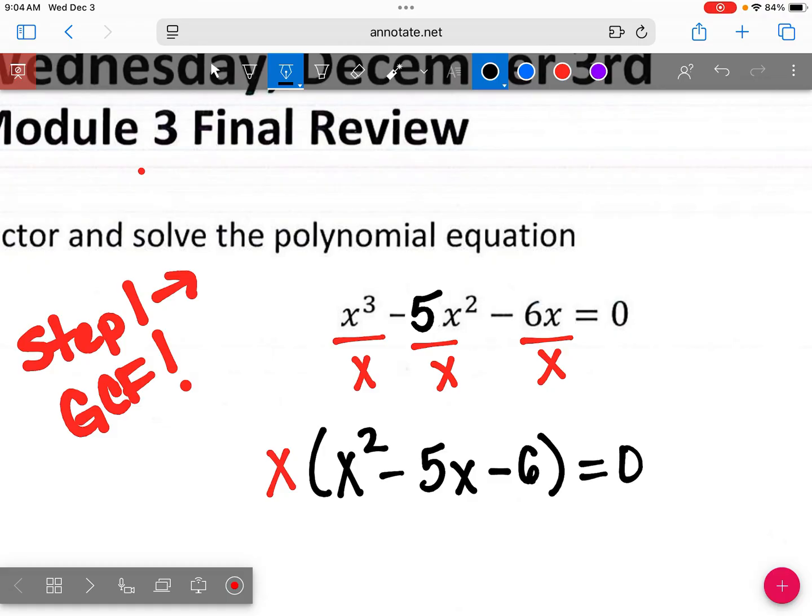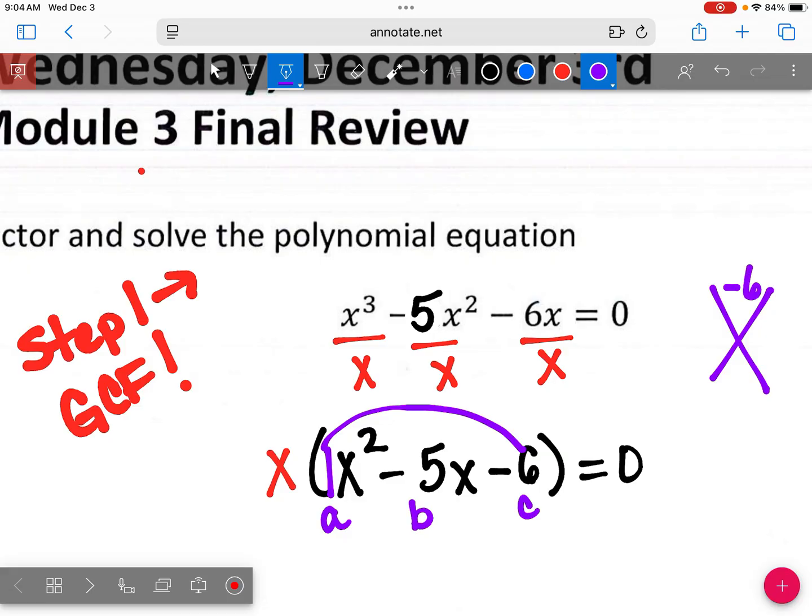Okay. So now this is your A, your B, and your C. Make your X. You take A times C. Put that on the top. Put the B on the bottom. That's why I had to change it, because we don't have numbers that multiply to -6 and add to -2. But we do have numbers that multiply to -6 and add to -5.